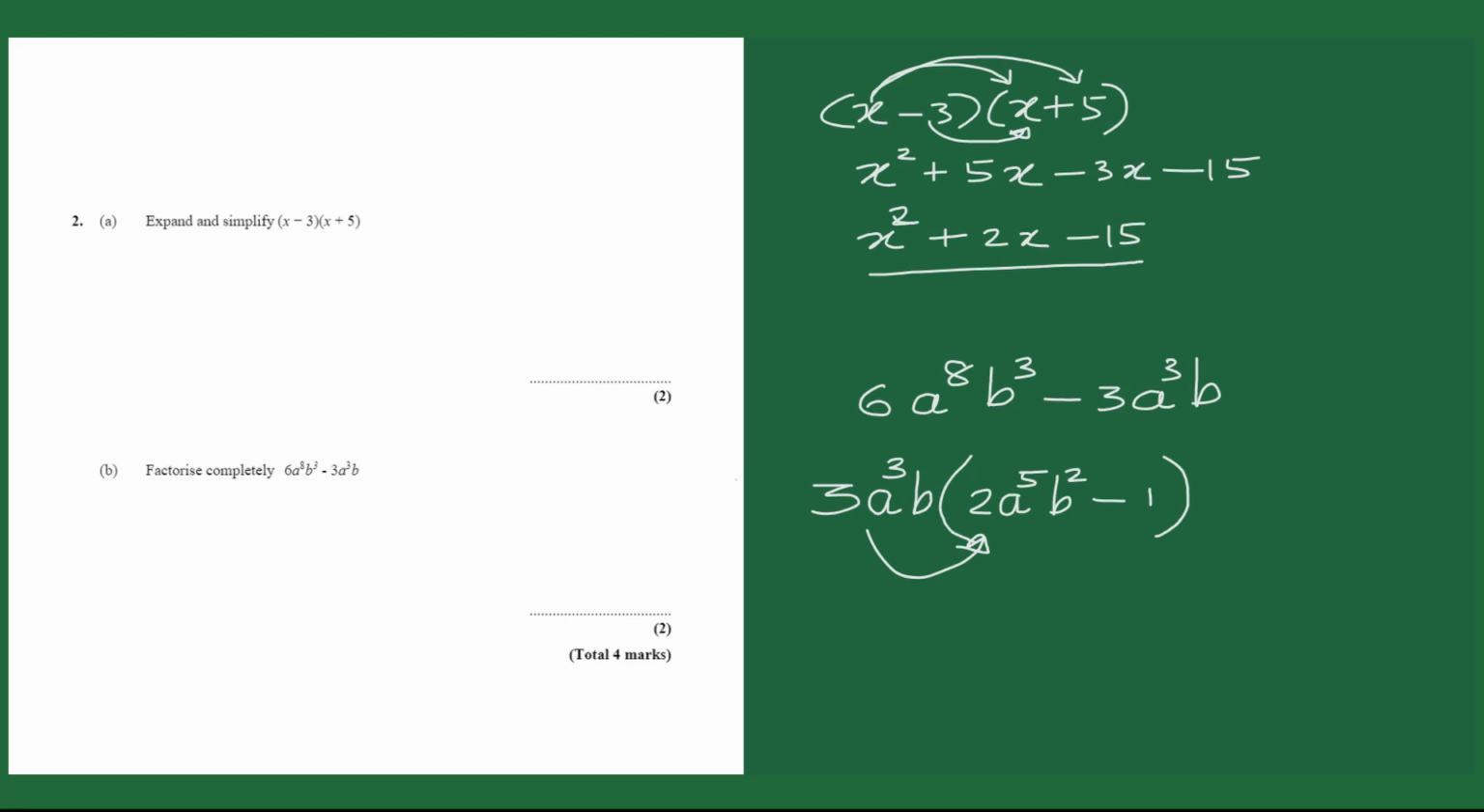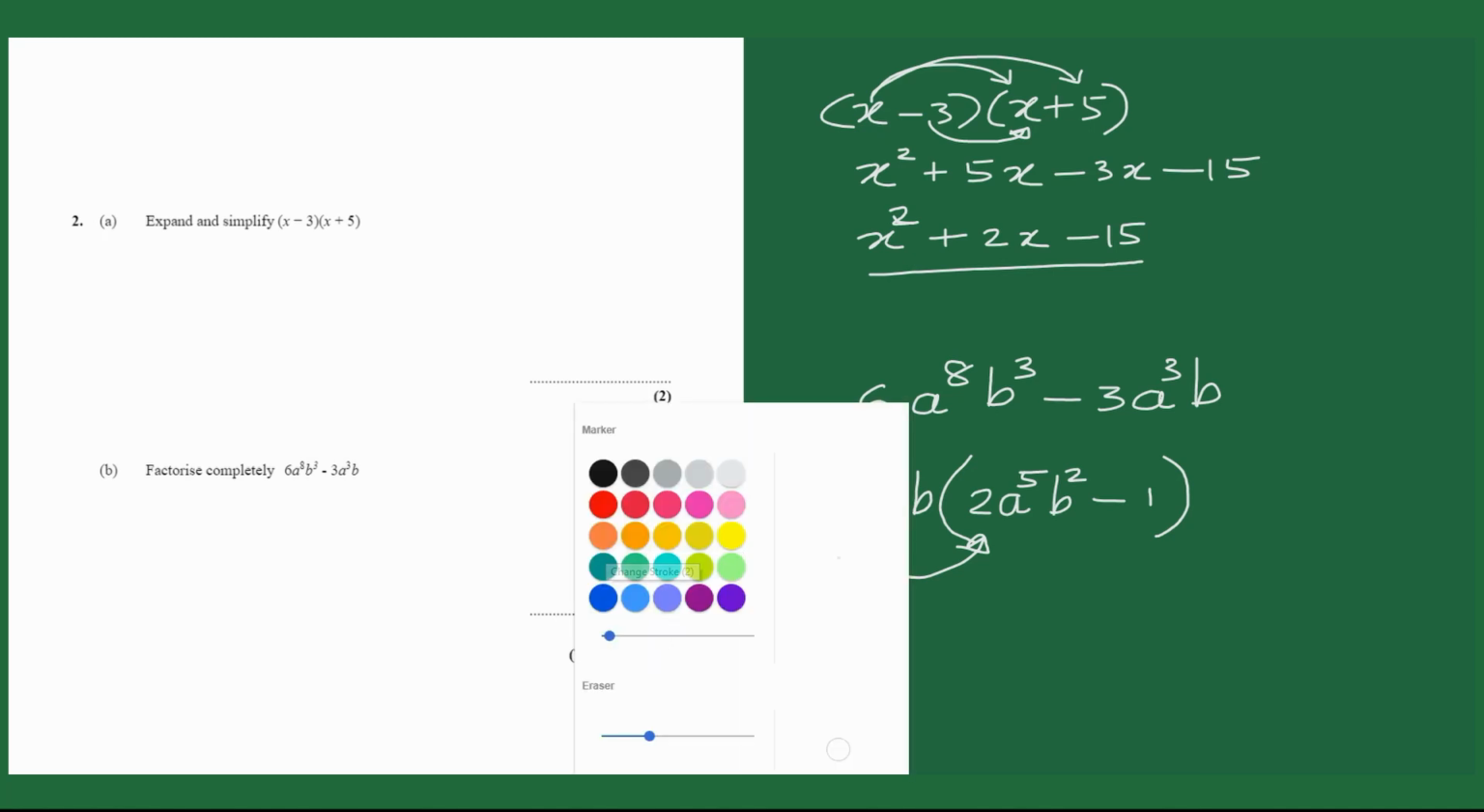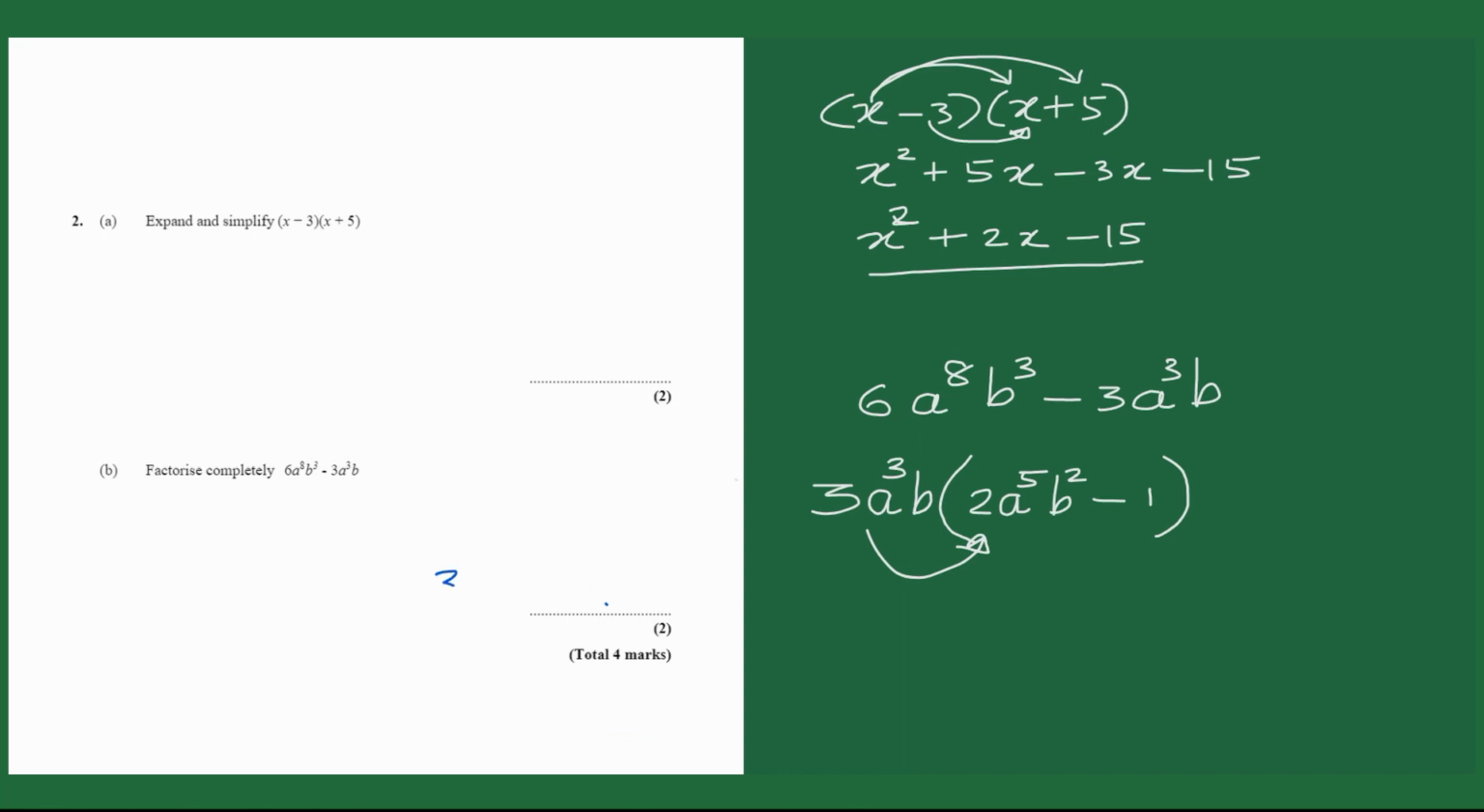If you have any issue, just check the answer by multiplying again. 3 times 2 is 6, a cubed and a to the 5 is a to the 8, b and b squared is b cubed, minus 1. So the answer is 3a cubed b, 2a to the 5 b squared minus 1. The first question is x squared plus 2x minus 15. That is our final answer.